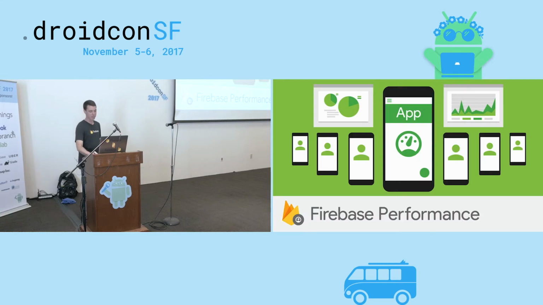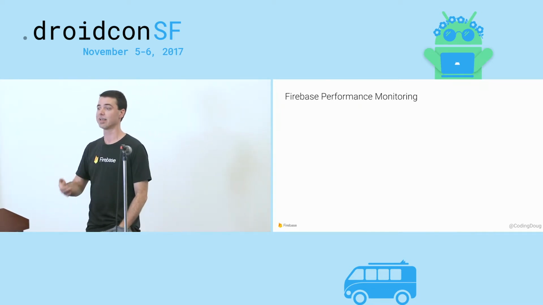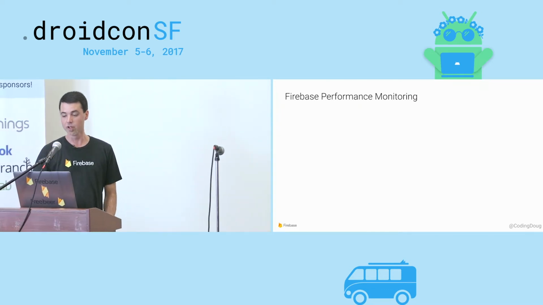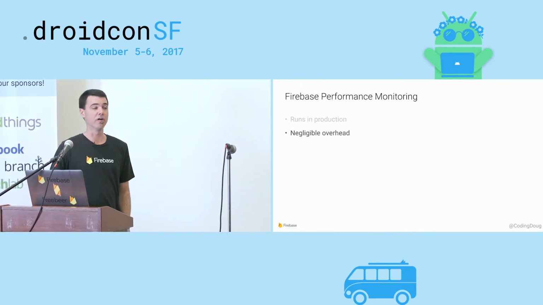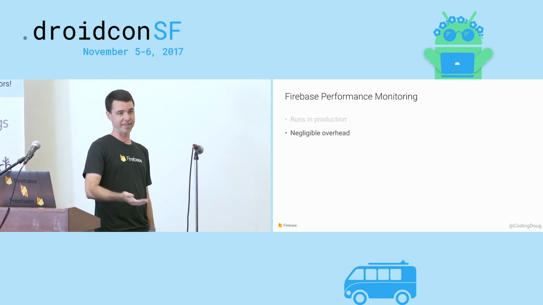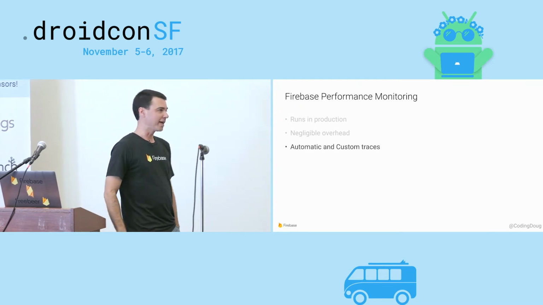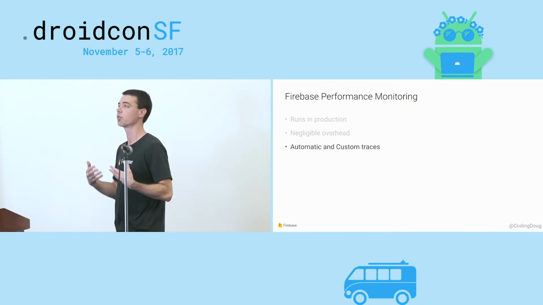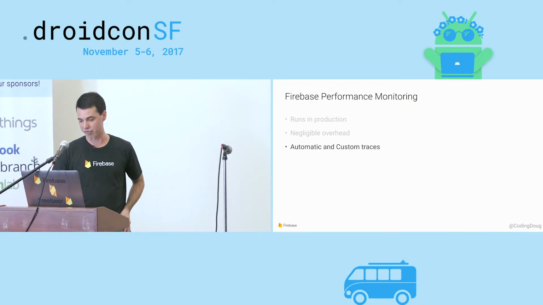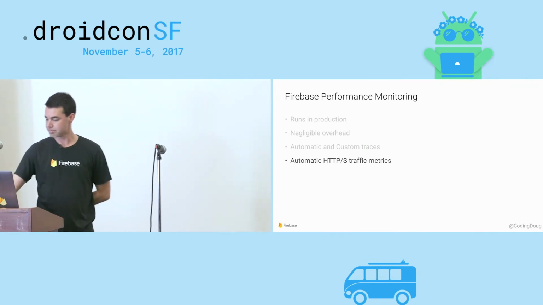Well, that's what Firebase Performance Monitoring is for. Firebase Performance Monitoring runs in production in the app on your user's phone. So it's collecting the actual performance of your app as your users are using it. It has negligible overhead, so no one should perceive that this data is being collected, unlike systrace, where it's very noticeable. You can do automatic traces, and I'll talk a little bit about what those are, and you can do custom traces. You can say what parts of your code you want to measure and get telemetry from that. It will also automatically measure your HTTP traffic, and I'll talk more about that later.